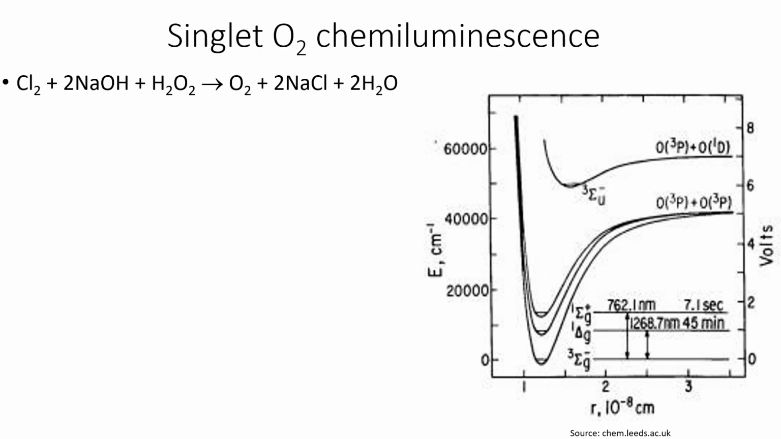This relates to the beautiful red light that you get when you make singlet oxygen. Singlet oxygen means an excited state of dioxygen, the molecule, where you don't have the two electrons spinning parallel in the pi star orbital, but instead they're paired up to make a so-called singlet state, capital S equals 0.